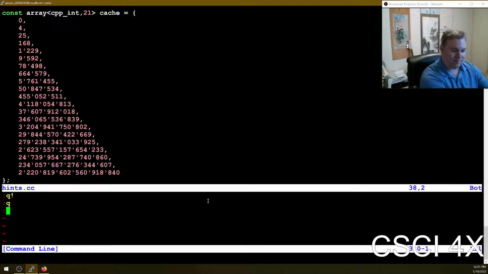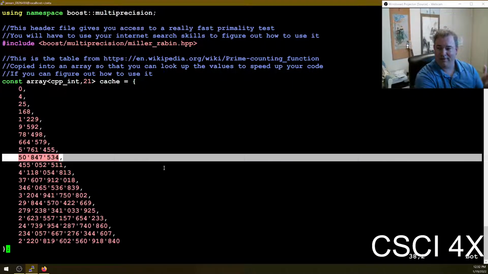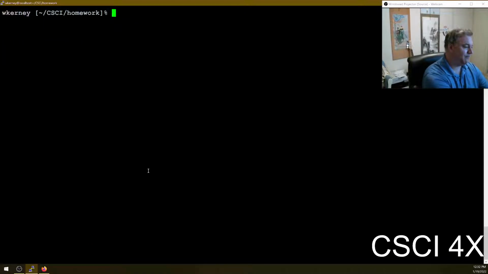So that's why the hints array is there, so that you don't need to compute the prime counting function below any power of 10. Okay. So if you're going to compute the prime counting function from 2 billion to 3 billion, you would start with all the numbers up to 1 billion computed for you, and then you would have to count up to 2 billion and then count from 2 billion to 3 billion. It still wouldn't be that fast, but it's pretty fast. And that is Zeta.